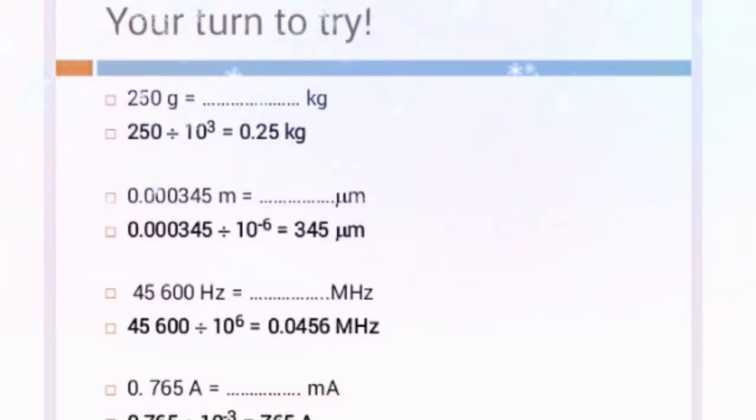Yes, some problems for you to try. Right, the first one there is 250 grams into kgs, 0.000345 meters into micrometers, 45,600 hertz into megahertz, 0.765 amps into milliamps. So just remember that you just divide by the number represented by the prefix.